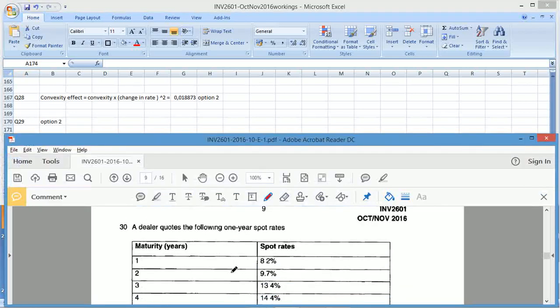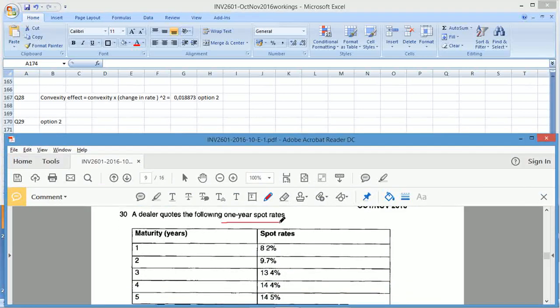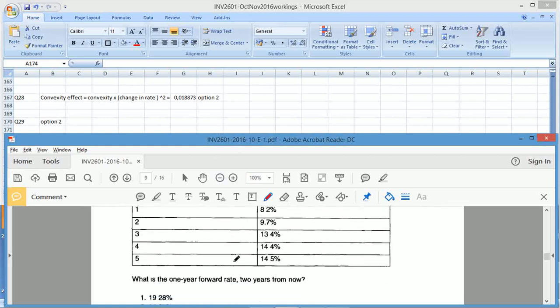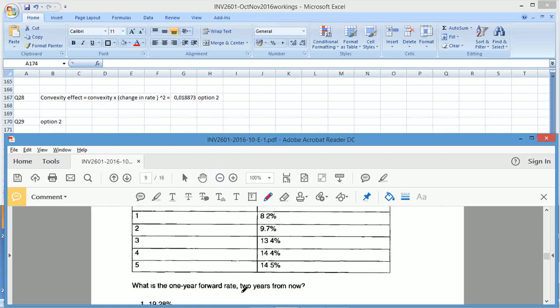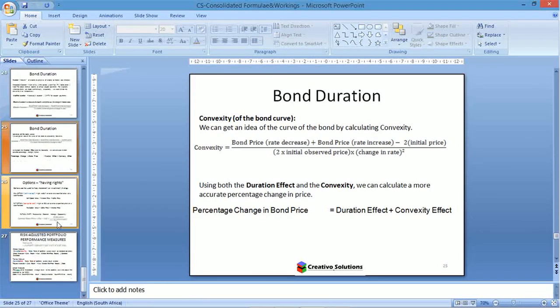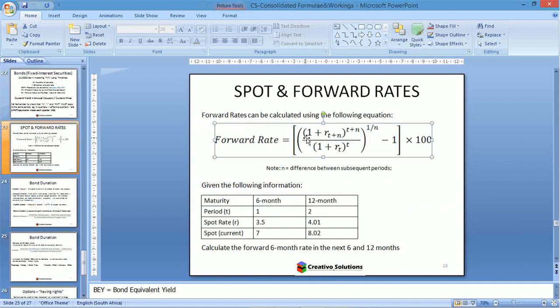Question 30. A dealer quotes the following 1-year spots. You've got yield to maturity 1 to 5, and you've got the spot rate. The spot rate is the current yield in the market, meaning now. What is the current applicable rate today on a maturity instrument of 1 year, 2 years, 3 years, 4 years, and so on? They want to know the 1-year forward rate 2 years from now. So that requires the formula for forward rates.